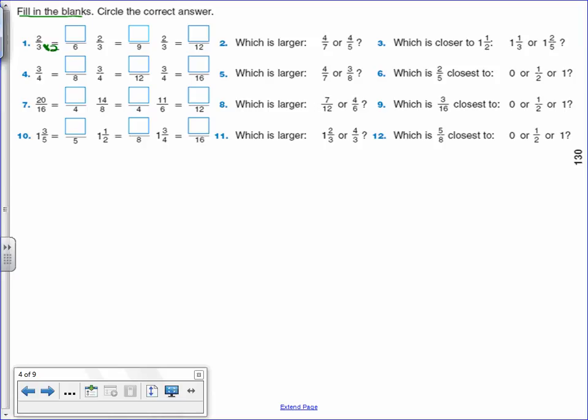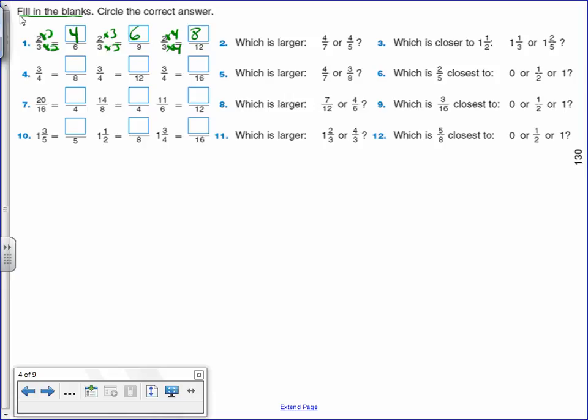3 times 2. So 2 times 2 equals 4. 3 times what equals 9? 3 times 3 equals 9. So 2 times 3 equals 6. 3 times what equals 12? 3 times 4 equals 12. So 2 times 4 equals 8. See how easy this math is? Let's go to the next problem.